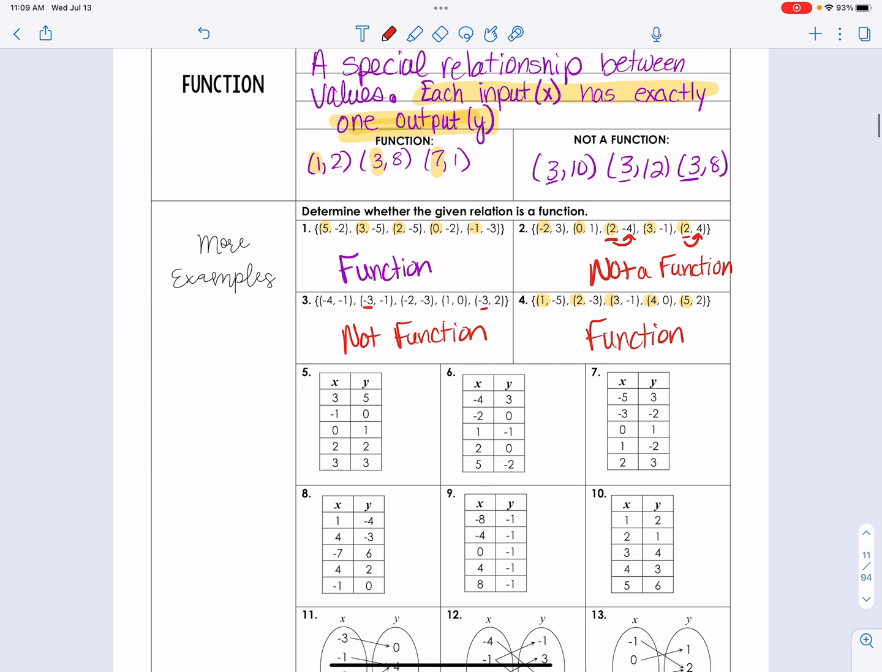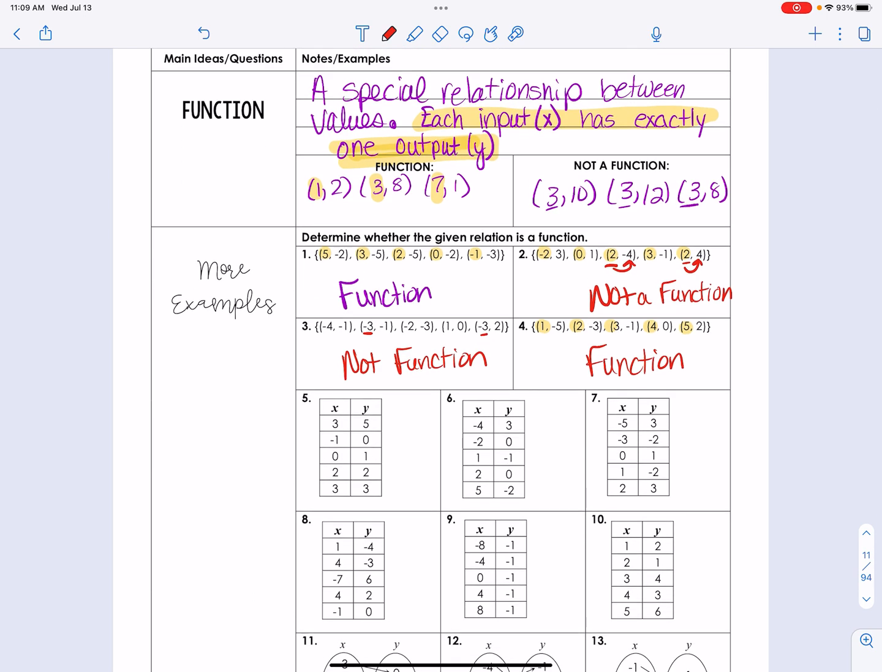Okay. All right, so you can do this with a chart, and I don't think I'm going to do all of these because I think you've caught on. Okay, red flag, not a function. Okay, if I look at this one, I just look at my x's. They're all different. This is a function. So I would like you to pause the video, and I would like you to do 8 and 9.